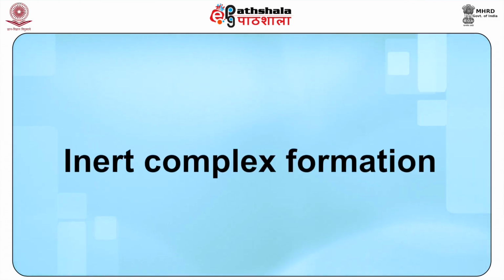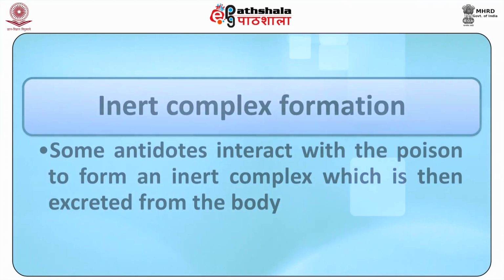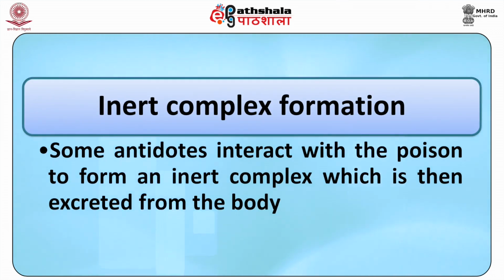Antidotes work in any one of a number of ways. Common modes of action of antidotes are as follows. The first one is inert complex formation. Some antidotes interact with the poison to form an inert complex which is then excreted from the body. Examples: chelating agents for heavy metals, Prussian blue for thallium, specific antibody fragments for digitoxin, dicobalt EDTA for cyanide, etc.